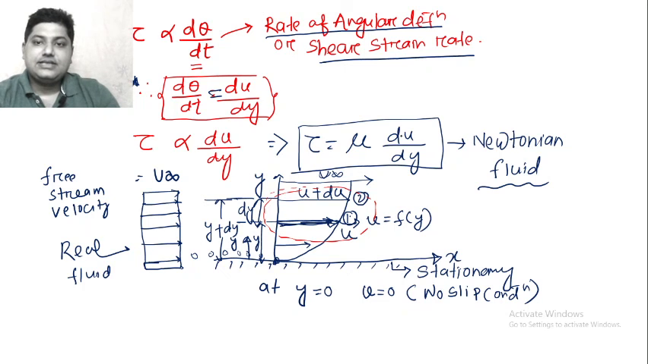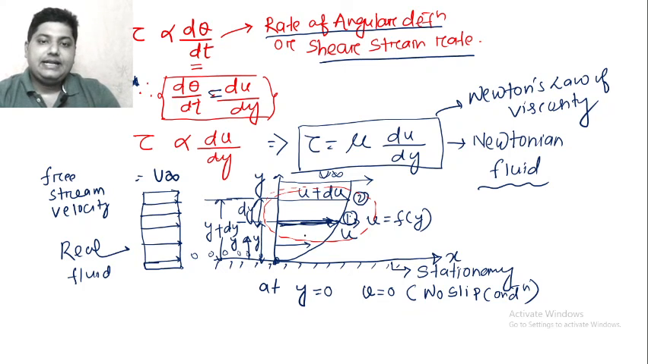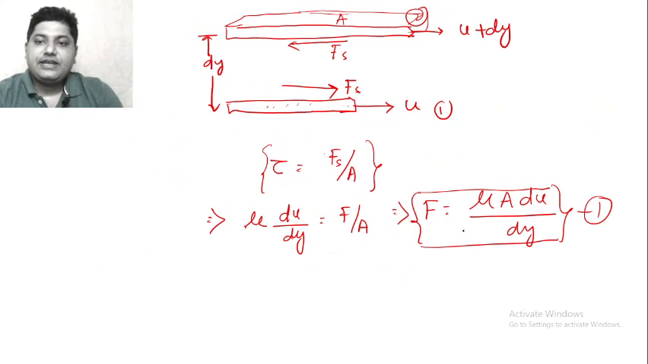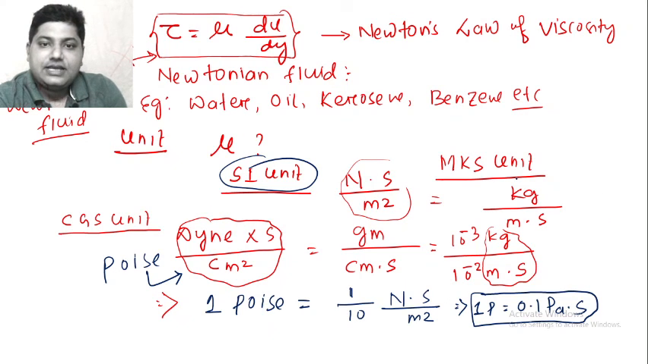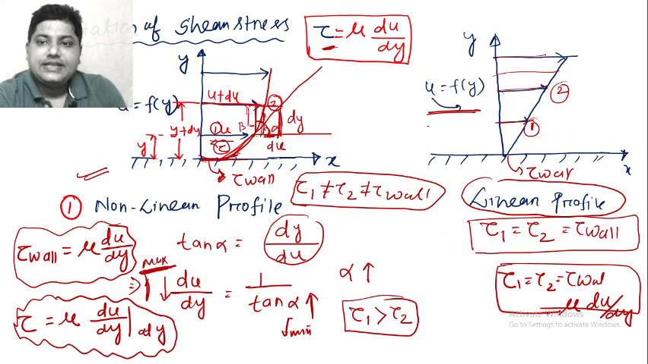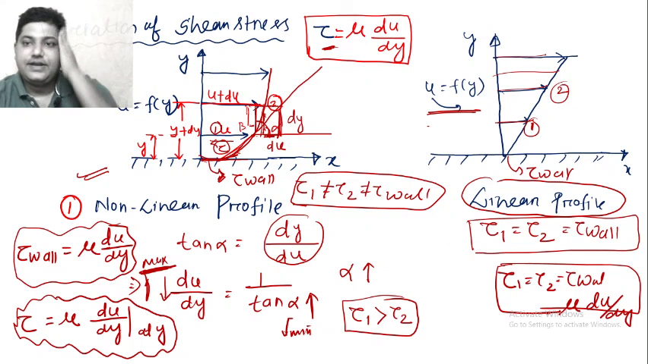So we can write this is a Newtonian fluid, and this is called Newton's law of viscosity. After that we compared how we can find out the shear stress, which is mu into du by dy. Then we discussed the unit: 1 Poise is equal to 0.1 Pascal second. Then we compared the viscosity of two fluids. Then in a linear profile also we can find it out.